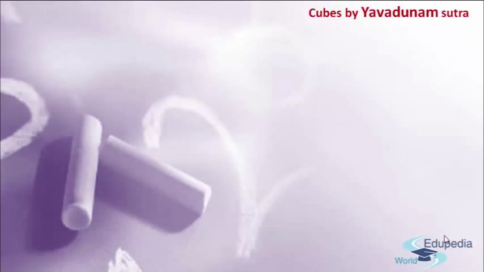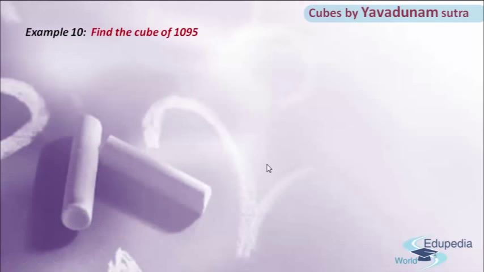This is Varun Ganga. Friends, in our last session we have seen some examples regarding how to find the cube of a 4-digit number by using Yavadunam Sutra as well as Edupedia Sutra. With regard to the same concept, in this session we are going to have a look at one more example. Now let us see what that example is. The example that I am going to take in this session is: find the cube of 1095.